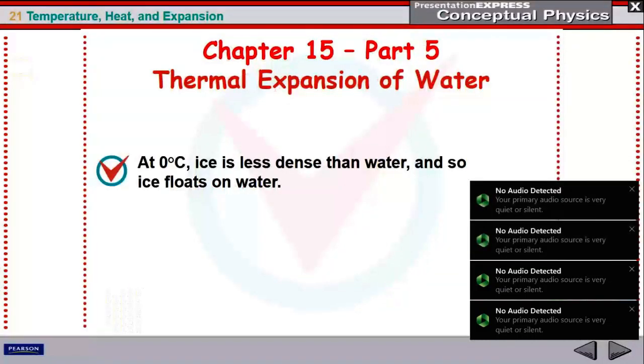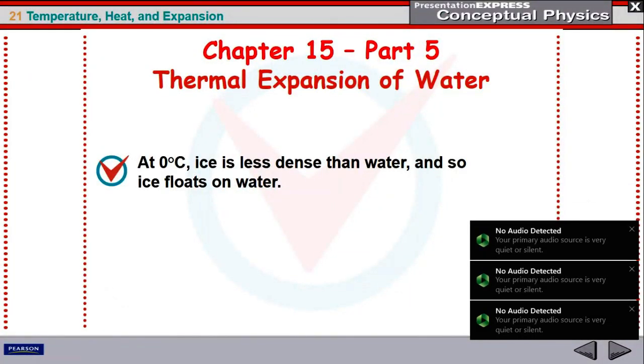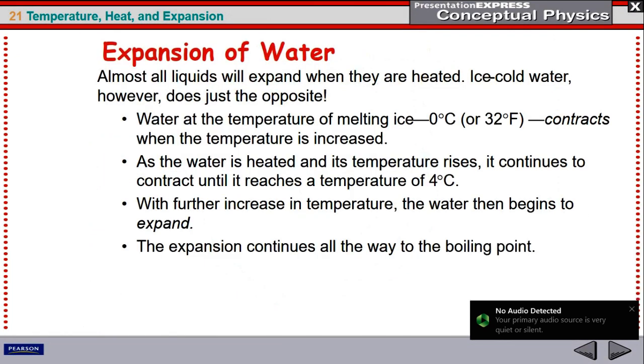Chapter 15, Part 5, Thermal Expansion of Water. In the last part, we explained that almost all materials, even liquids, expand when they are heated and contract when they are cooled. However, ice-cold water does the opposite. Let's try to explain this.